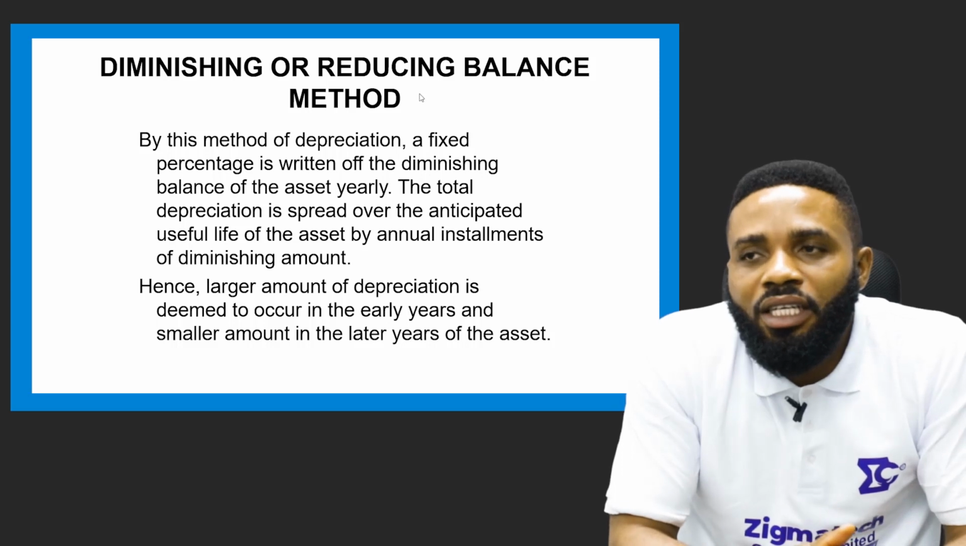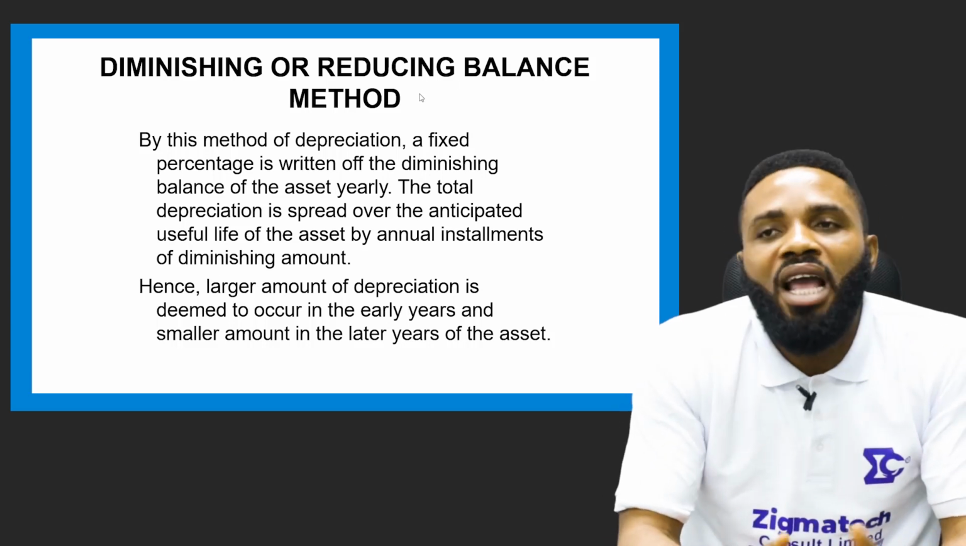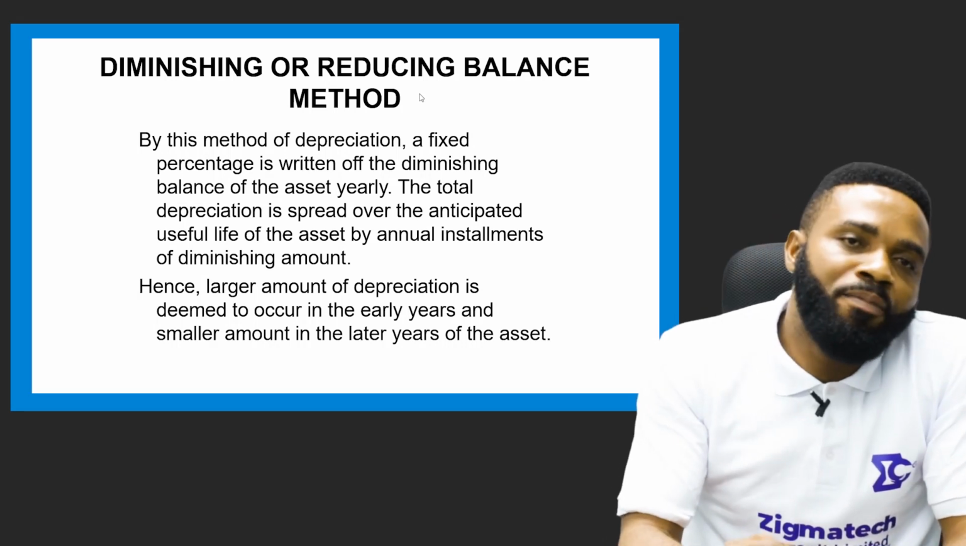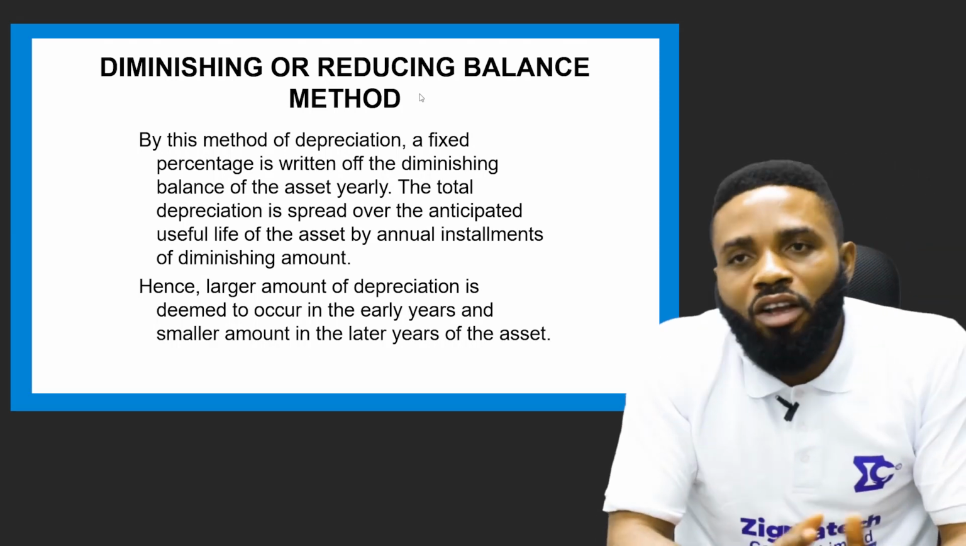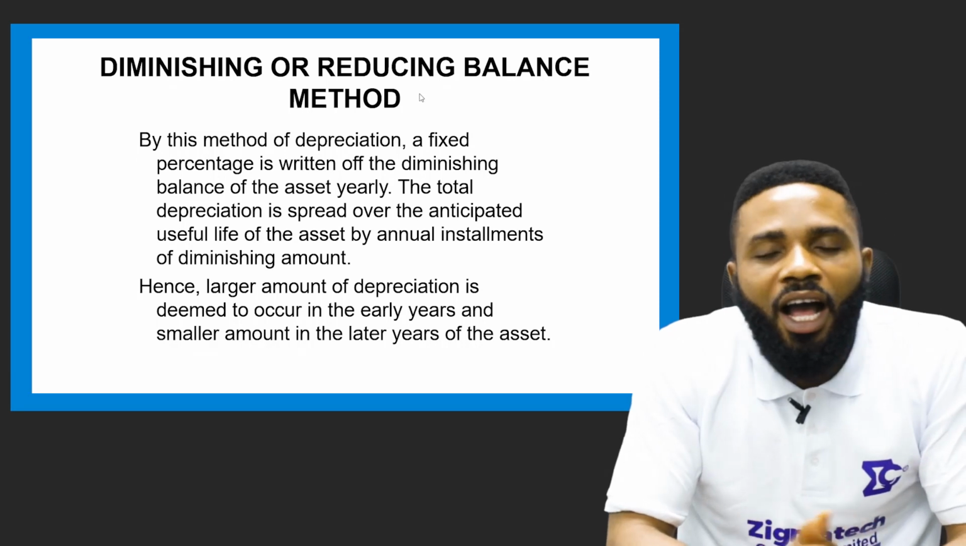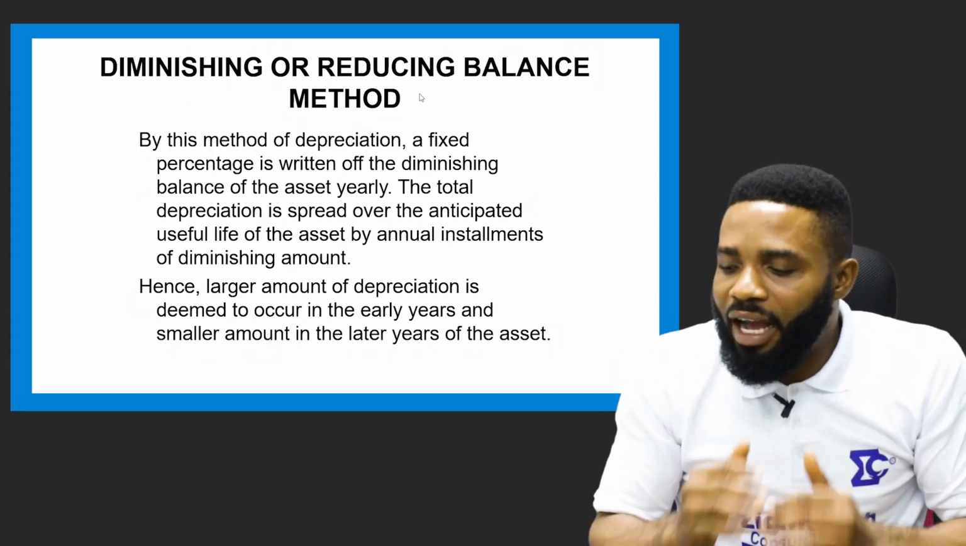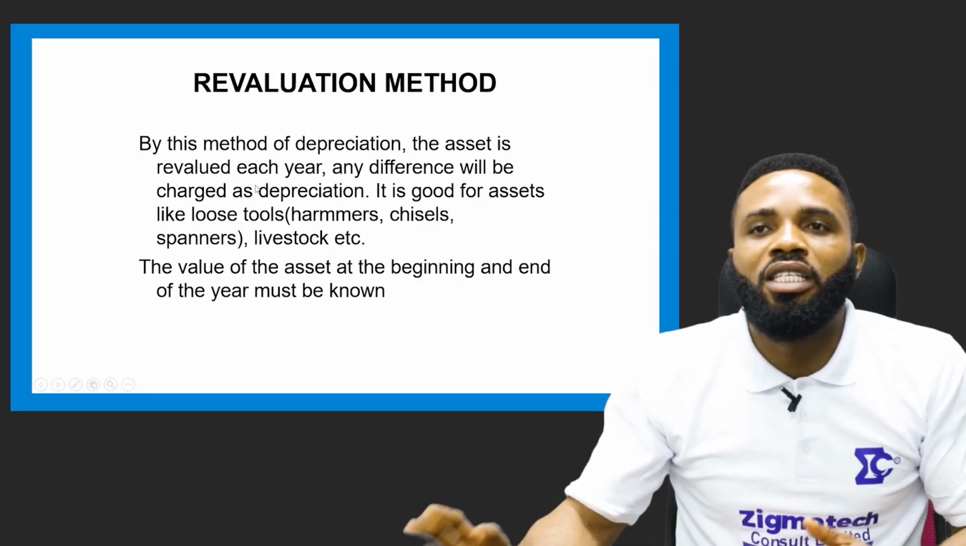The formula is very simple. The formula is simply you subtract 1 from the nth root of the cost of the asset over the residual value. By the time we look at this one after the other, you will appreciate the formula.